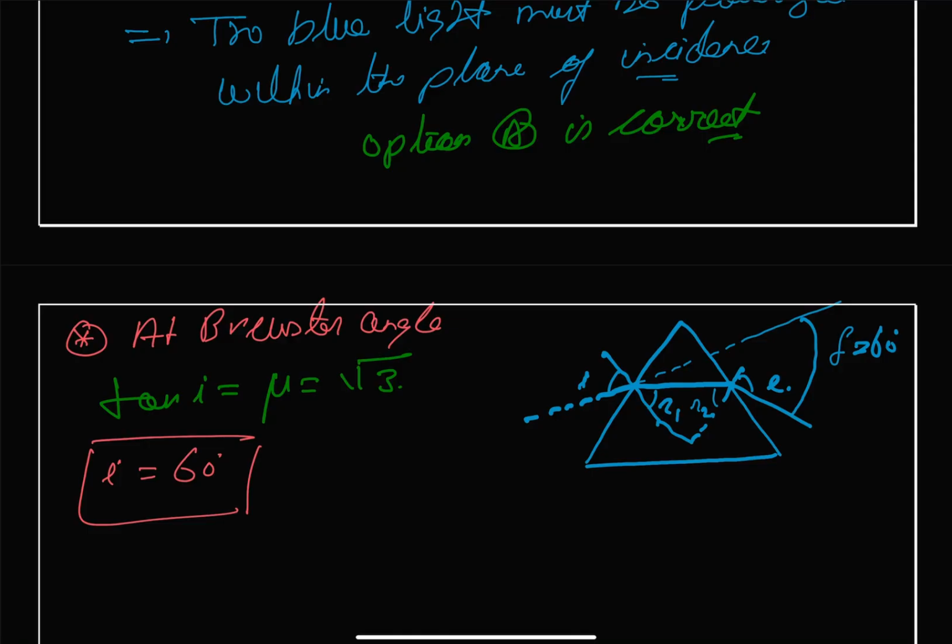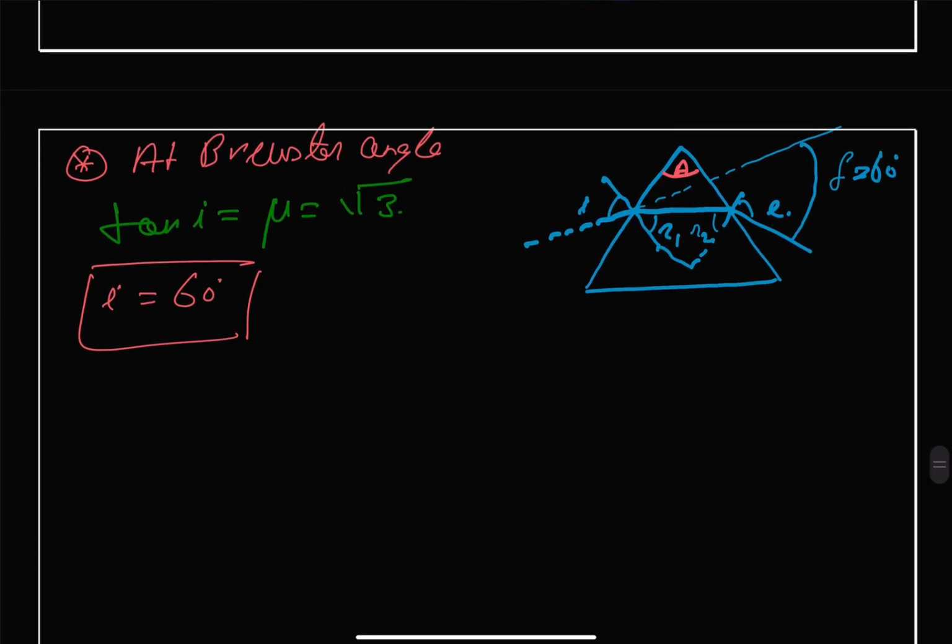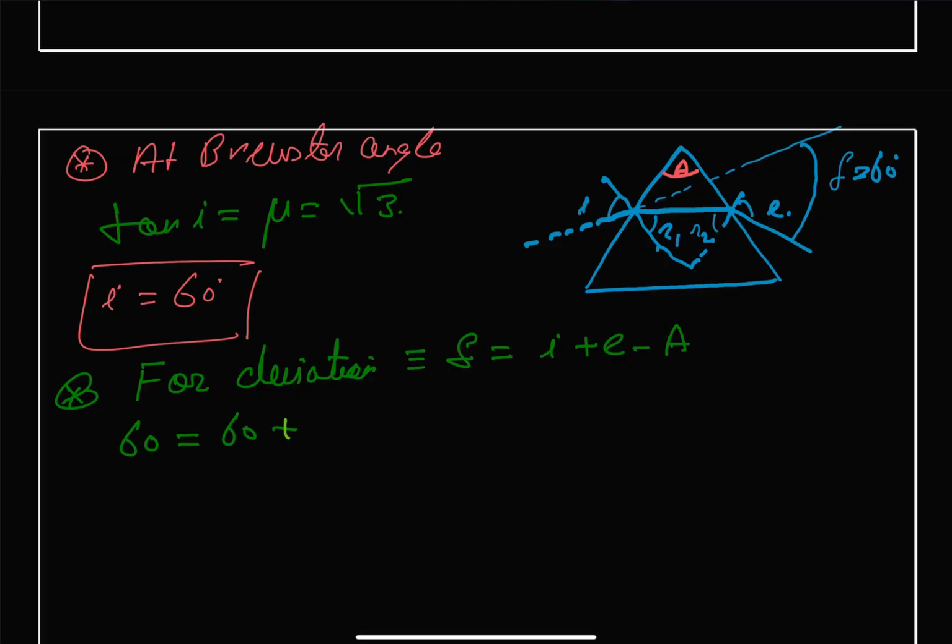And let us suppose this is our angle of the prism, that is A, and deviation is delta, so we can write for deviation, delta is equal to I plus E minus A. Deviation is given to us as 60, incidence is also 60, plus E minus A. So this 60 and 60 go away. So this gives us that the emergent angle is equal to the angle of the prism.